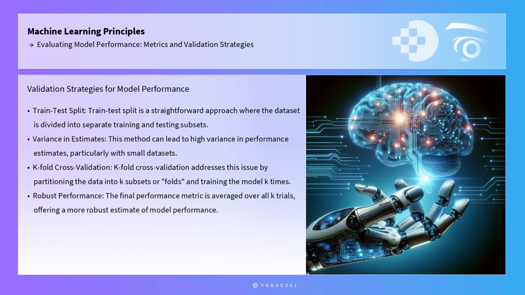Beyond individual metrics, validation strategies play a critical role in assessing model performance. Train-test split is a straightforward approach where the dataset is divided into separate training and testing subsets. However, this method can lead to high variance in performance estimates, particularly with small datasets. K-fold cross-validation addresses this issue by partitioning the data into K subsets or folds and training the model K times, each time using a different fold as the test set and the remaining folds as the training set. The final performance metric is averaged over all K trials, offering a more robust estimate of model performance.